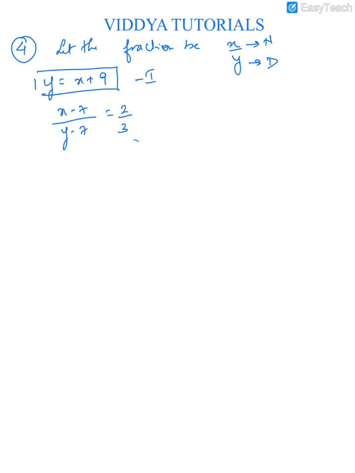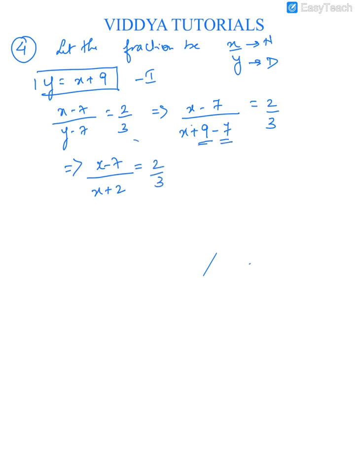Now here in this sum I can use the substitution method because I have the value of y as x plus 9. So if I substitute the value of y, it will become x minus 7 upon x plus 9 minus 7 is equal to 2 upon 3. I have substituted the value of y as x plus 9 and I have just continued with whatever I had framed. So when I simplify this, I get x minus 7 upon x plus 9 minus 7, which gives x plus 2, is equal to 2 upon 3.